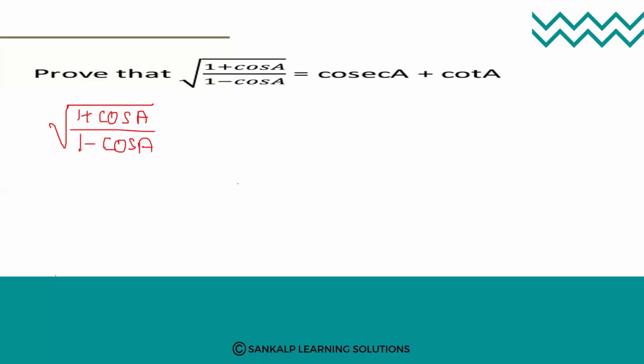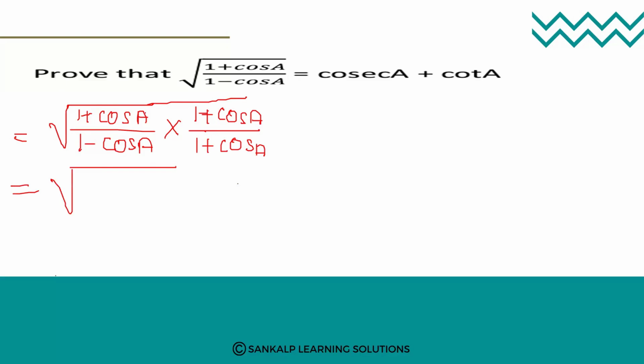So what I will do, 1 minus cos A is there in the denominator, so I will multiply 1 plus cos A to both the numerator and denominator, under the root. Then what will you get? 1 plus cos A into 1 plus cos A. It is A plus B into A plus B, so A plus B whole square, right?